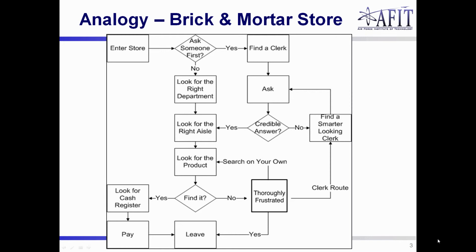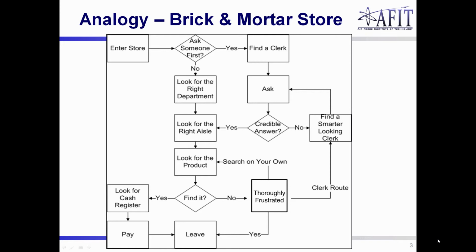So to begin with, we're going to start with an analogy of actually going to a brick and mortar store. Suppose we want to go to a hardware store and we're interested in purchasing a new smart thermometer. So we might enter the store and then we've got an option. We can ask someone right away where it's located, or we can try to look for it ourselves. If you decide to find a clerk and ask them, you might also have to weigh how credible their answer is and whether or not you need to find somebody else, or if you can actually follow their instructions.